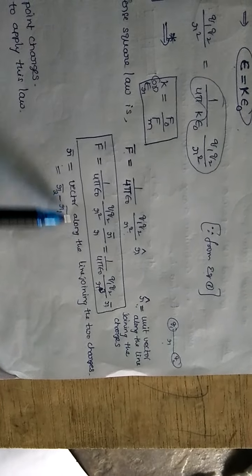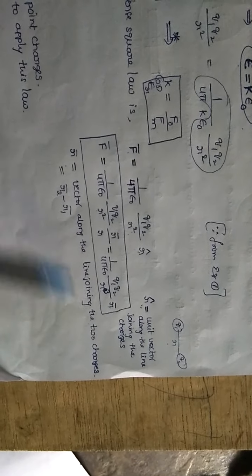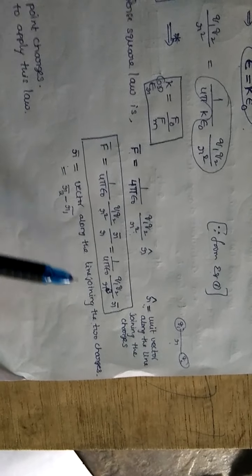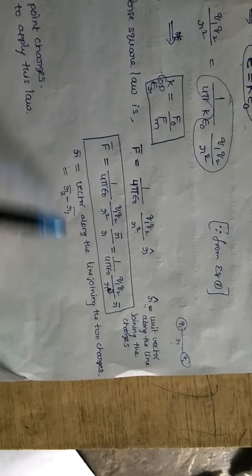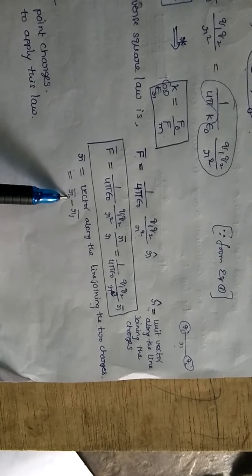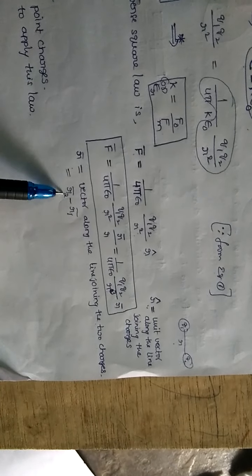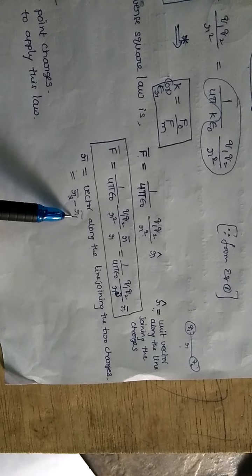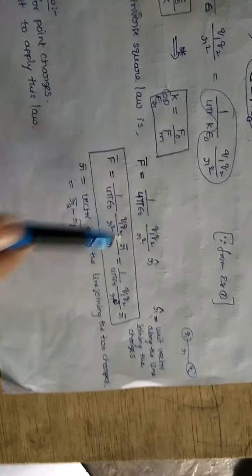So F bar equals 1 by 4 pi epsilon naught q1 q2 by r cube into r bar, where r bar is the vector along the line joining the two charges. If position vectors r1 and r2 are given, that means r1 is the position vector of q1 and r2 is the position vector of q2, then r bar is nothing but r2 bar minus r1 bar. So this is useful for numericals, remember.